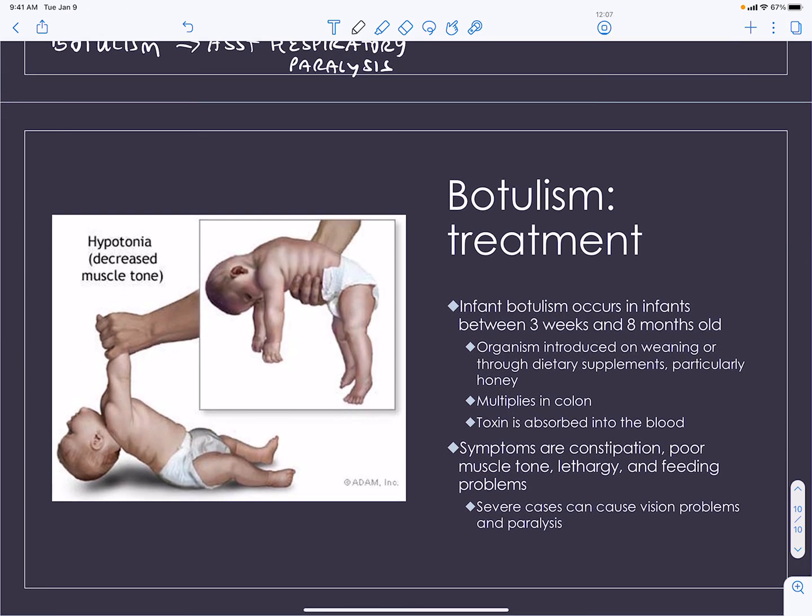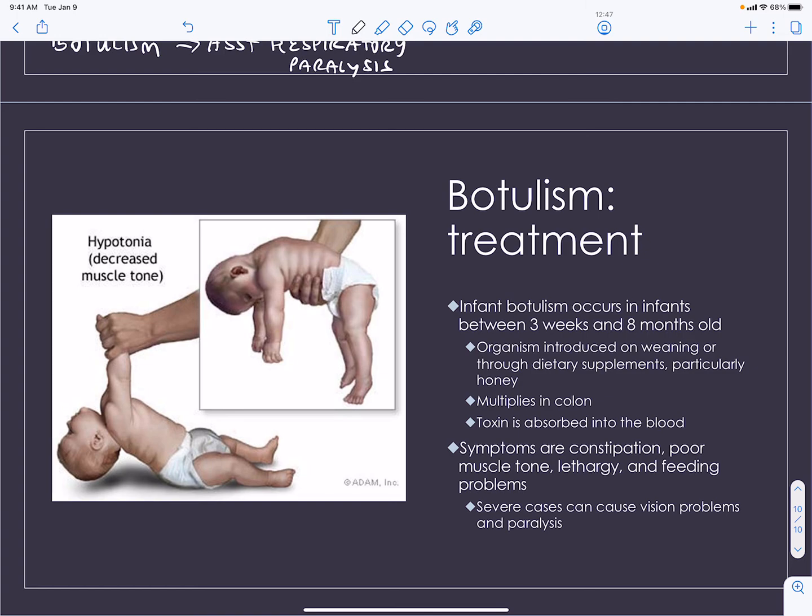So one thing to keep in mind for infant botulism is going to typically occur between 3 weeks and 8 months. This is going to be a toxin being absorbed into the blood, and it's often associated with honey. Your infants are going to take in the bacteria, they're going to multiply in the large intestine, and then the toxin absorbed into the blood. The symptoms are going to, again, be poor feeding, muscle tone, feeding problems, and can lead to vision problems and death.